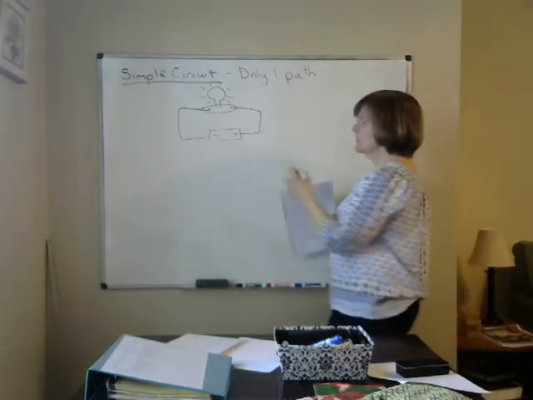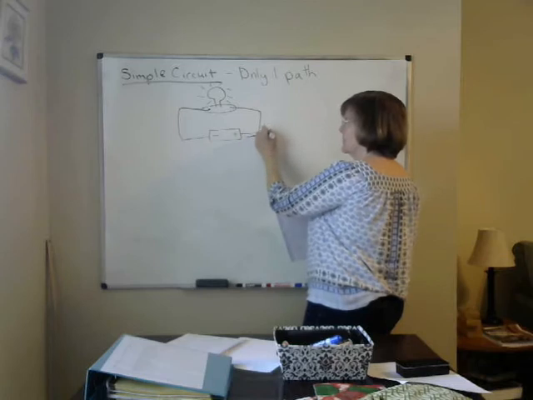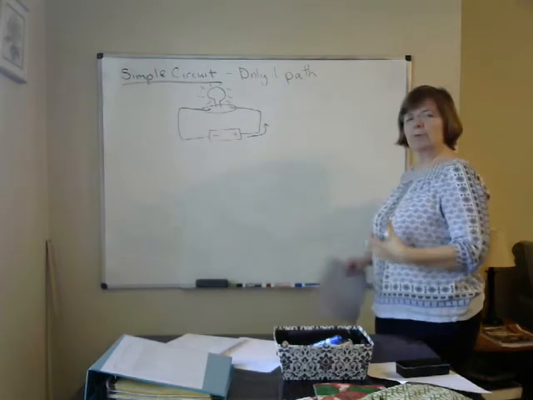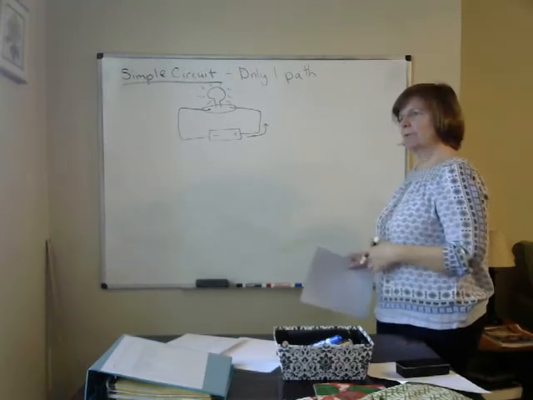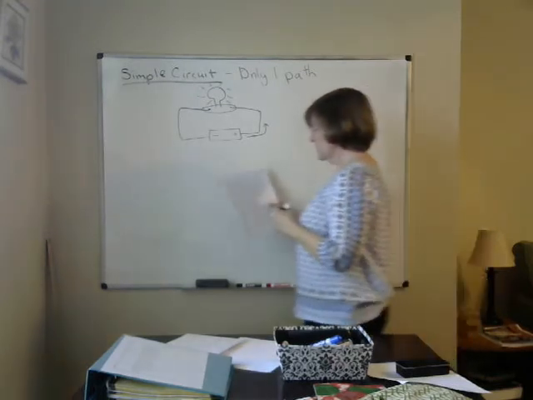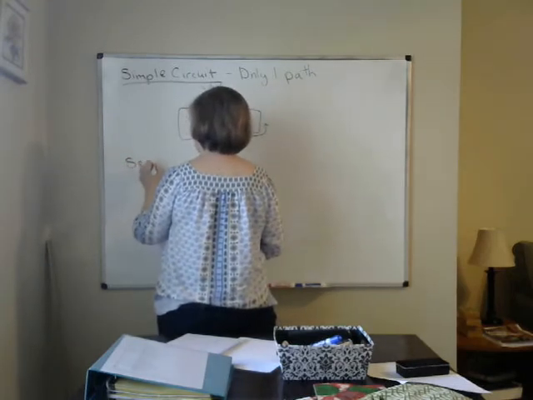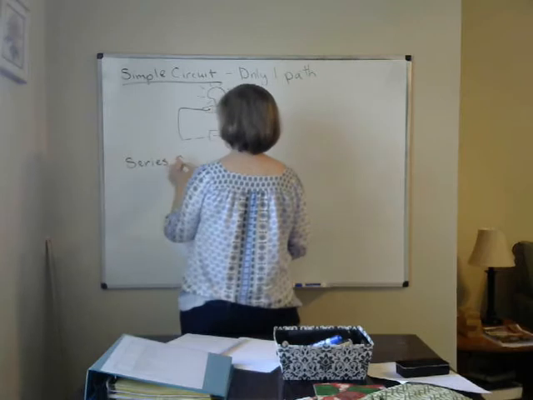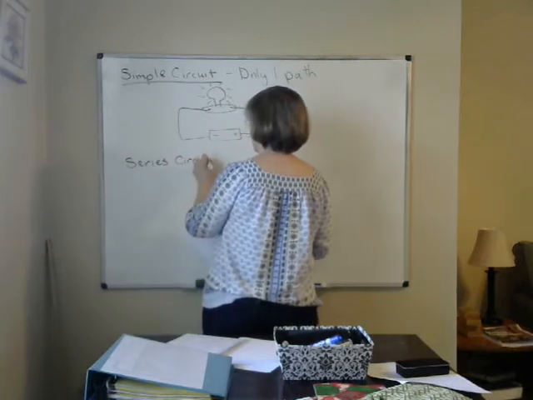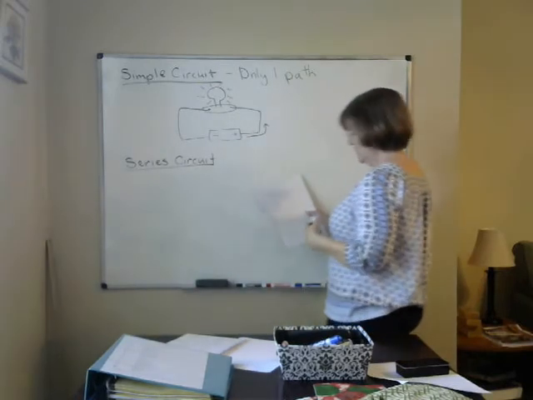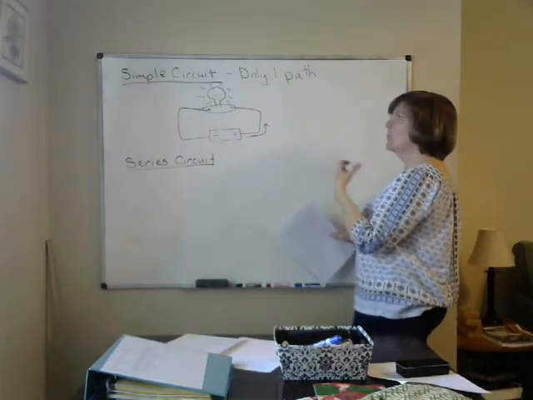We generally think of charge flowing out of the positive terminal into the negative terminal. There's our current. That's a simple circuit. It can't get any simpler than that. In a series circuit, we maintain the one path. But when we do it, we can add more than one thing.